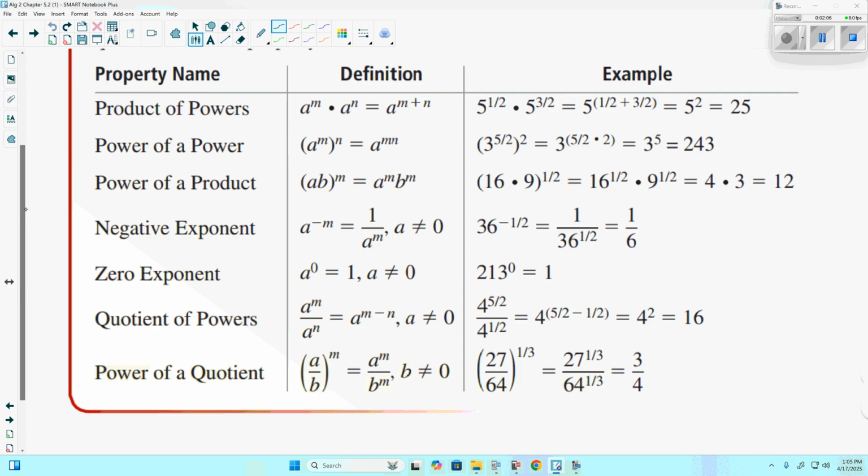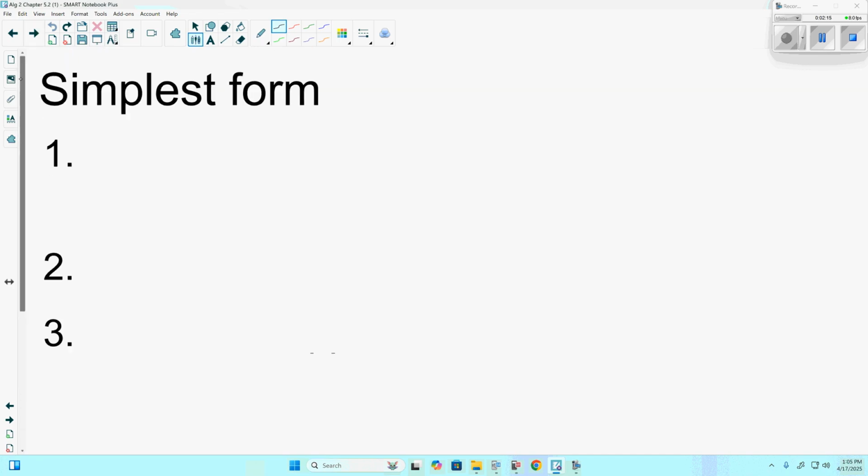Two terms being divided to a power, we can apply that power to both terms. We've done these, we've dealt with these. And we can also use these for simplifying radicals or radicands.